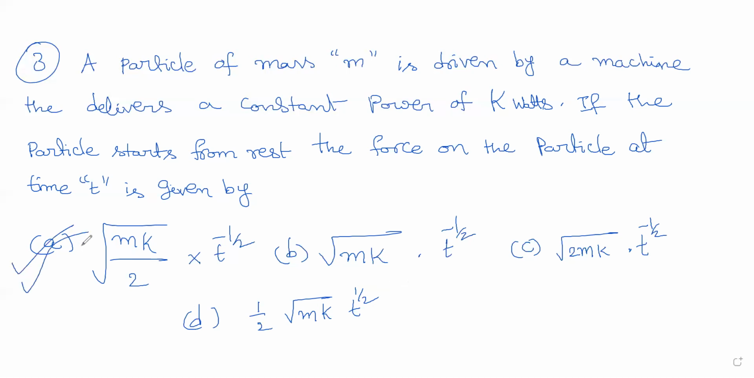So we'll solve this. You can give a try if you wish. Anyway, I'll solve. Don't worry. So let's read the question one more time. A particle of mass m is driven by a machine that develops a constant power of k watts. If the particle starts from rest, find the force on the particle at time t. This is what they have given. So we need to use the relation between the power and the force.